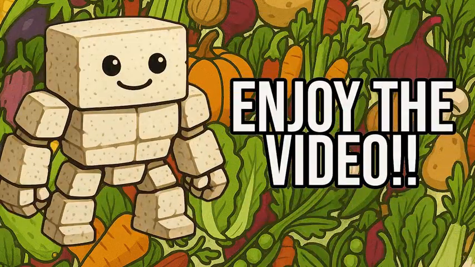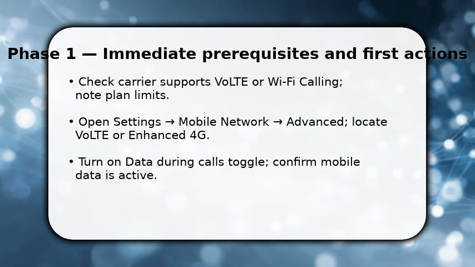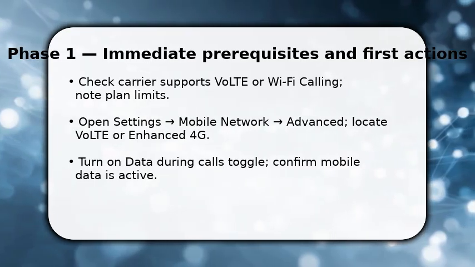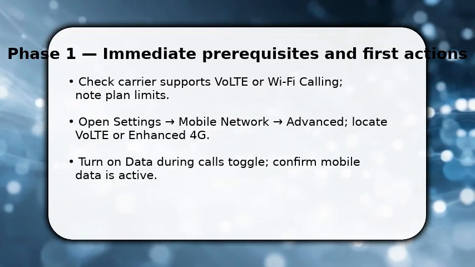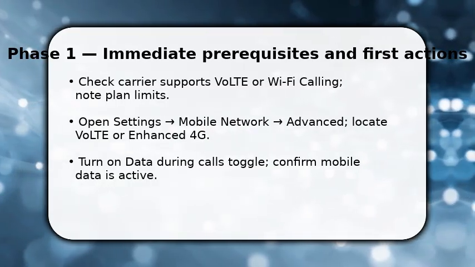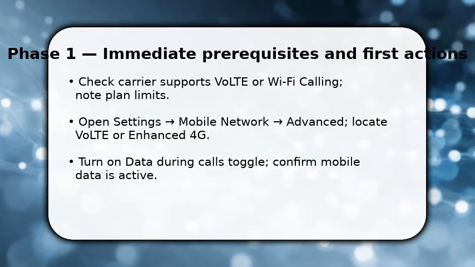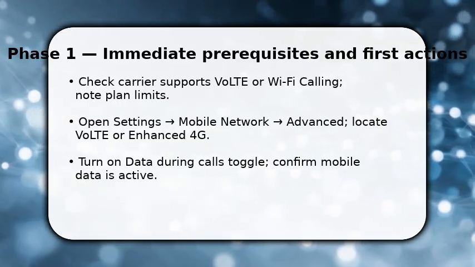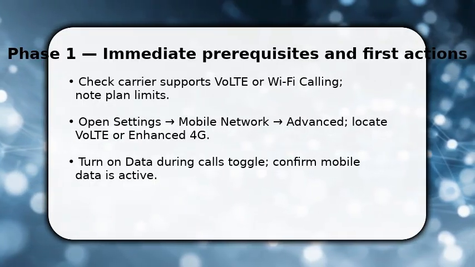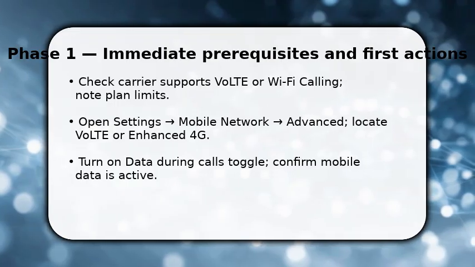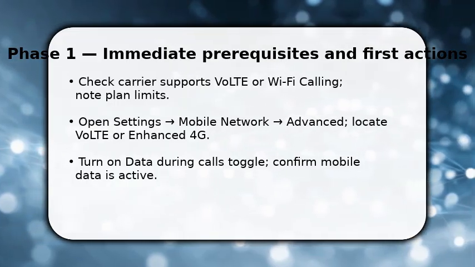Please enjoy the video. You begin by confirming your carrier and phone support data during voice calls. This is why VoLTE LTE matters. Once done, open Settings and go to Mobile Network or Connections, then Advanced Options. Look specifically for VoLTE LTE, Enhanced 4G, or A Data During Calls toggle. Turn that option on and make sure mobile data is enabled at the top.